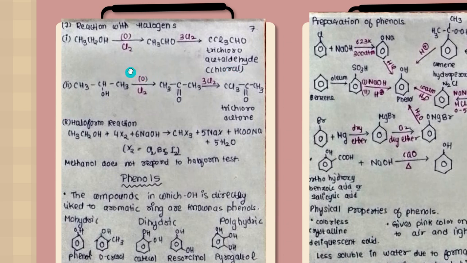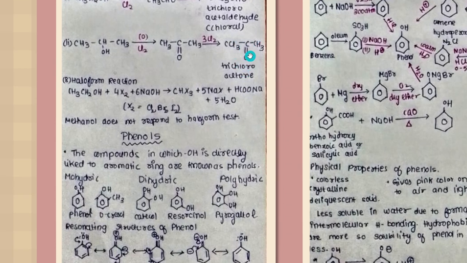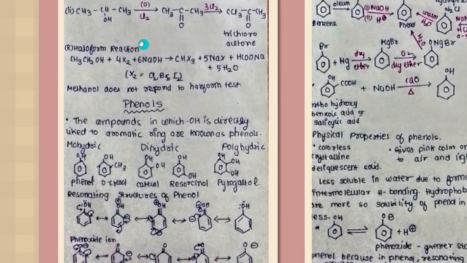One more reaction we can see is CH3CHOHCH3, which is a secondary alcohol, on reaction with chlorine and oxidation will give us CH3COCH3, which is a ketone. Primary gives rise to aldehyde, secondary gives rise to ketone. Again in the presence of 3Cl2 it will give us CCl3COCH3, which is trichloroacetone.